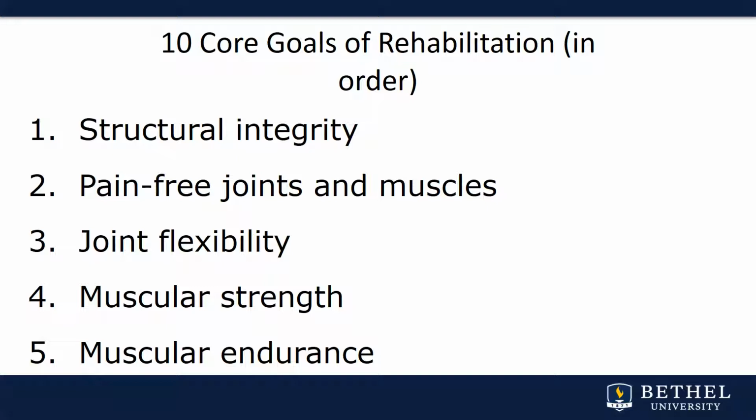Then there's pain-free joints and muscles. The goal is to decrease pain, and in this phase we typically use most of our modalities if we're going to use any. Number 3 is joint flexibility. Muscular strength is 4 and muscular endurance is 5. The goal is to return all 3 of these components to as close to normal as possible, and usually we'll address these in this order. So we work on range of motion, then strength, and then endurance.